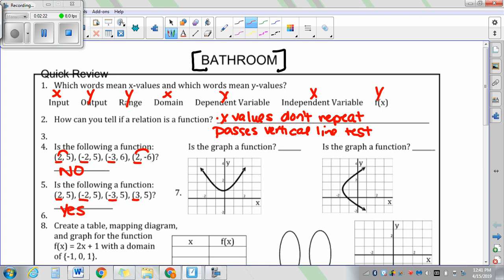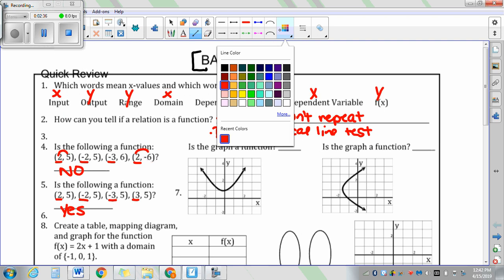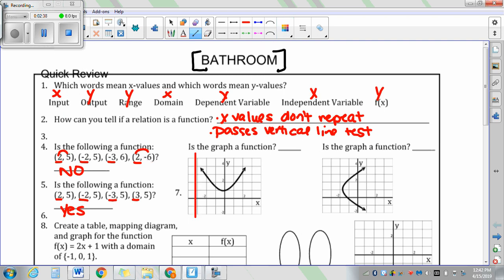For numbers 7 and 8 over here, when it asks, is the graph a function, I've got to use that vertical line test. So if I draw a vertical line anywhere, and I'm just going to hold one up to the screen here, and I move it around, is there any point when it's going to touch the graph more than once? Well, in this case, no. Everywhere, if I put it here, it only touches the graph once. This is a function.